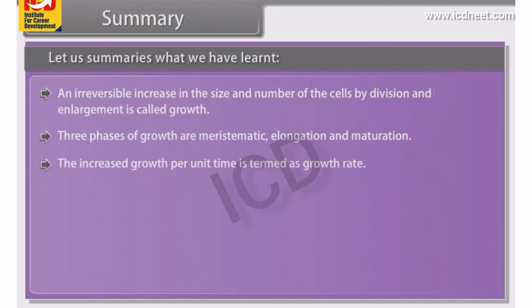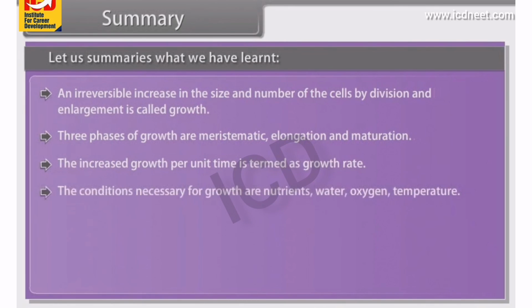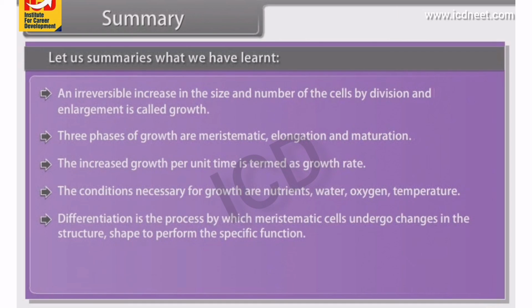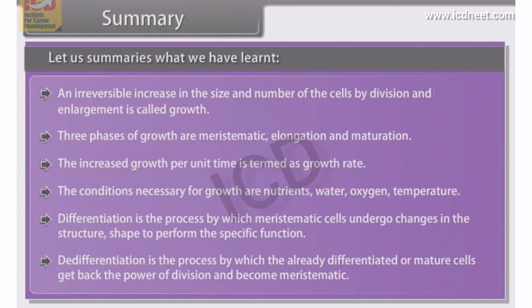The increased growth per unit time is termed as growth rate. The conditions necessary for growth are nutrients, water, oxygen, and temperature. Differentiation is the process by which meristematic cells undergo changes in the structure and shape to perform a specific function. Dedifferentiation is the process by which the already differentiated or mature cells get back the power of division and become meristematic.